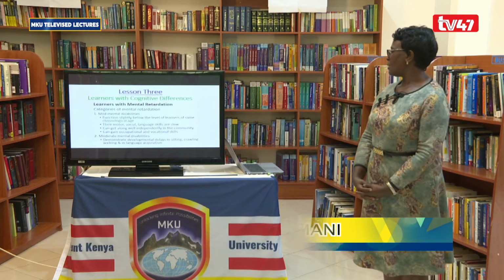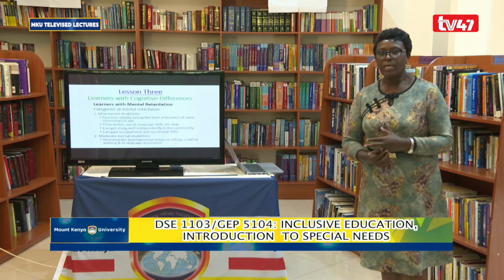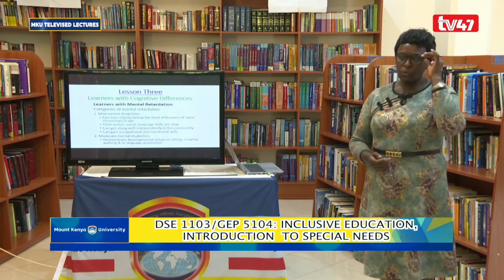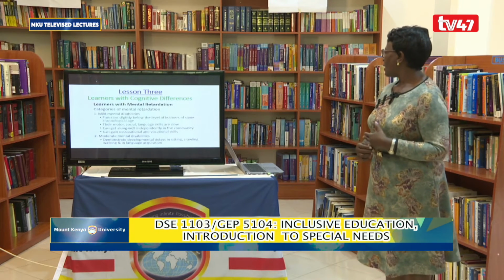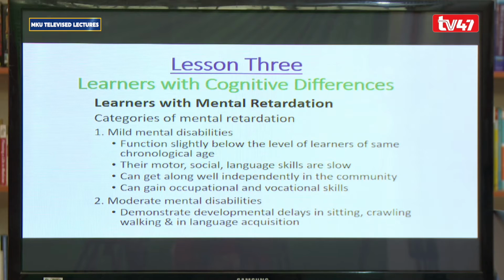And in our lesson 3, we'll be talking about learners with cognitive differences. We started with those with sensory impairments. Then we went to learners, we were still at sensory, right? The 3 different categories in sensory. And now we are looking at learners with cognitive differences. We start with those with mental retardation.